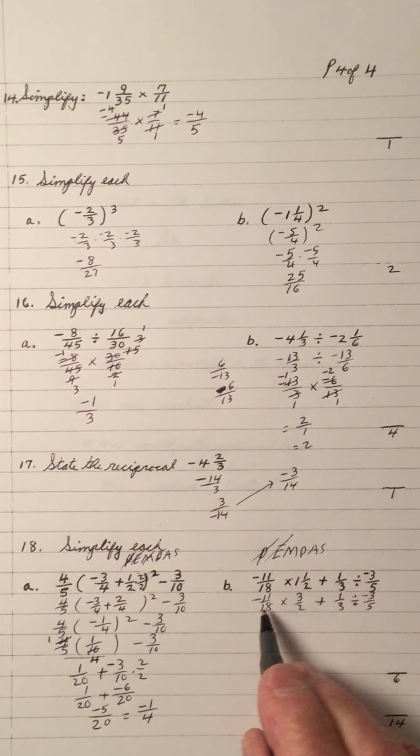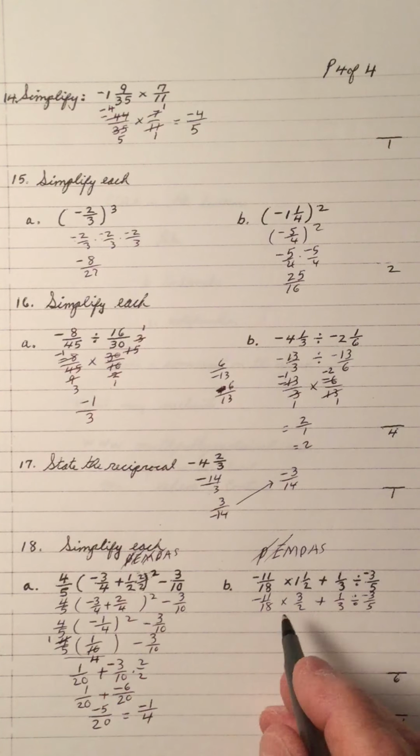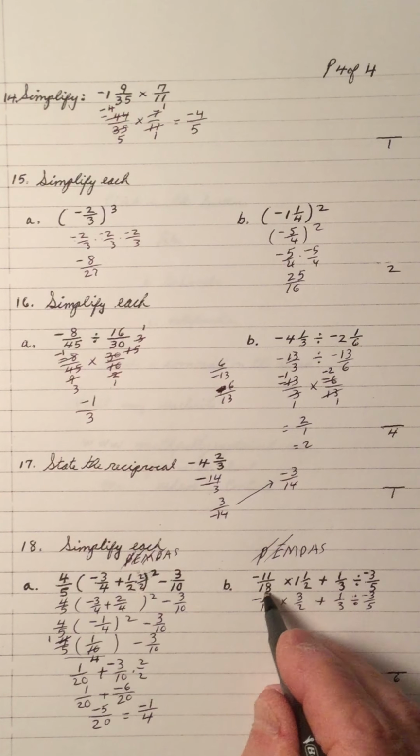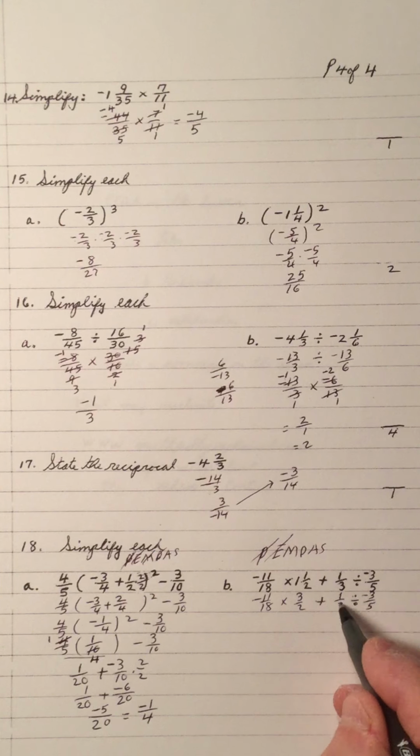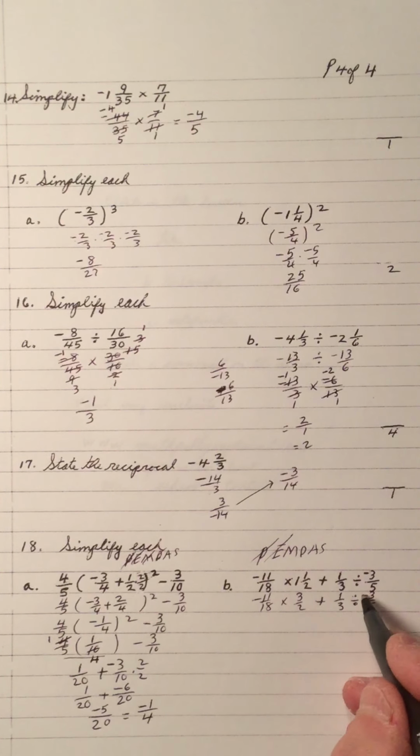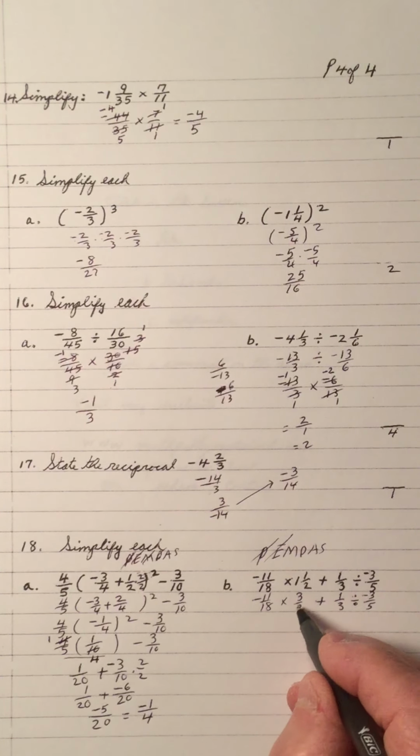Now, I got to do multiplication and division as I go. So I have to do these two first and these two next. So I have to multiply and divide from left to right. So I'm going to multiply first. 2 into 2 goes once. Nope, I can't cancel there.